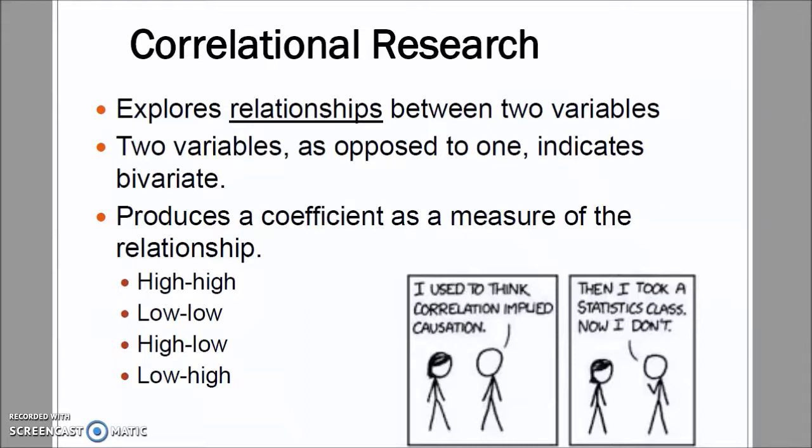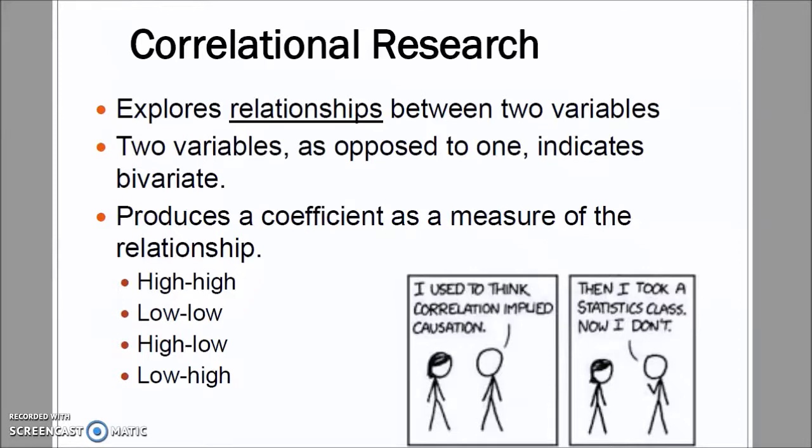So two variables as opposed to one indicates bivariate. Now your relationship could be high, which means the more I exercise, the more weight I lose. So they are both high and high. It could be low and low: the less I study, the less grade I get. So low and low. It could also be a high and a low relationship, and a low and a high relationship.